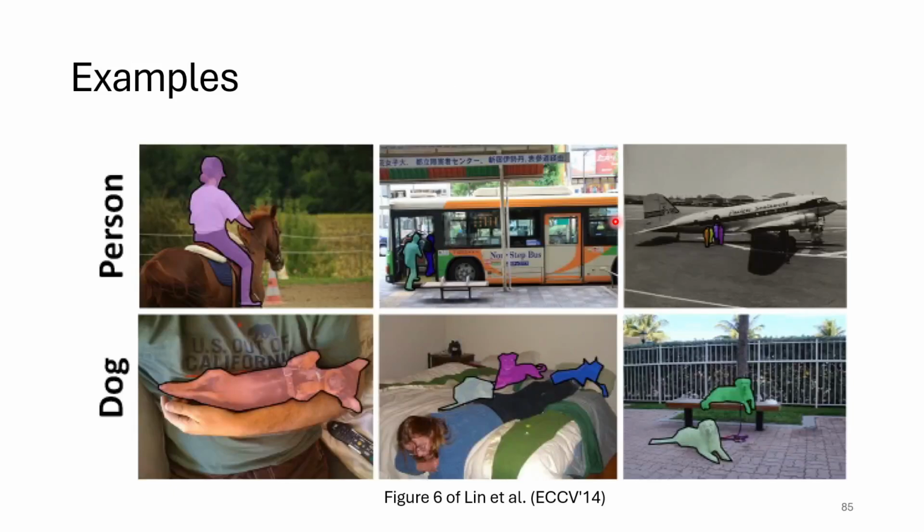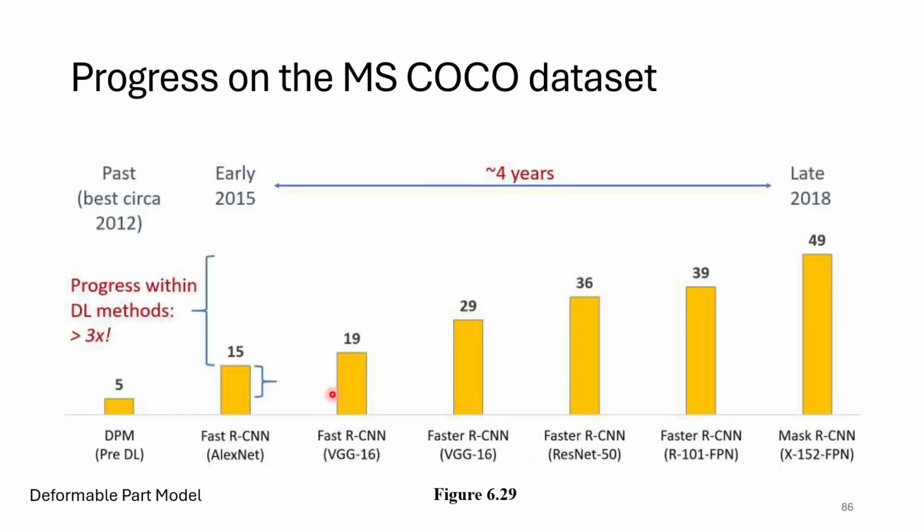And these are two example cases. For person, it created pixel-labeled segmentation data, and this is for dog. So why is Microsoft COCO so important? Because you can imagine how much money they needed to hire Amazon Mechanical Turk workers to label those images. It's very huge.